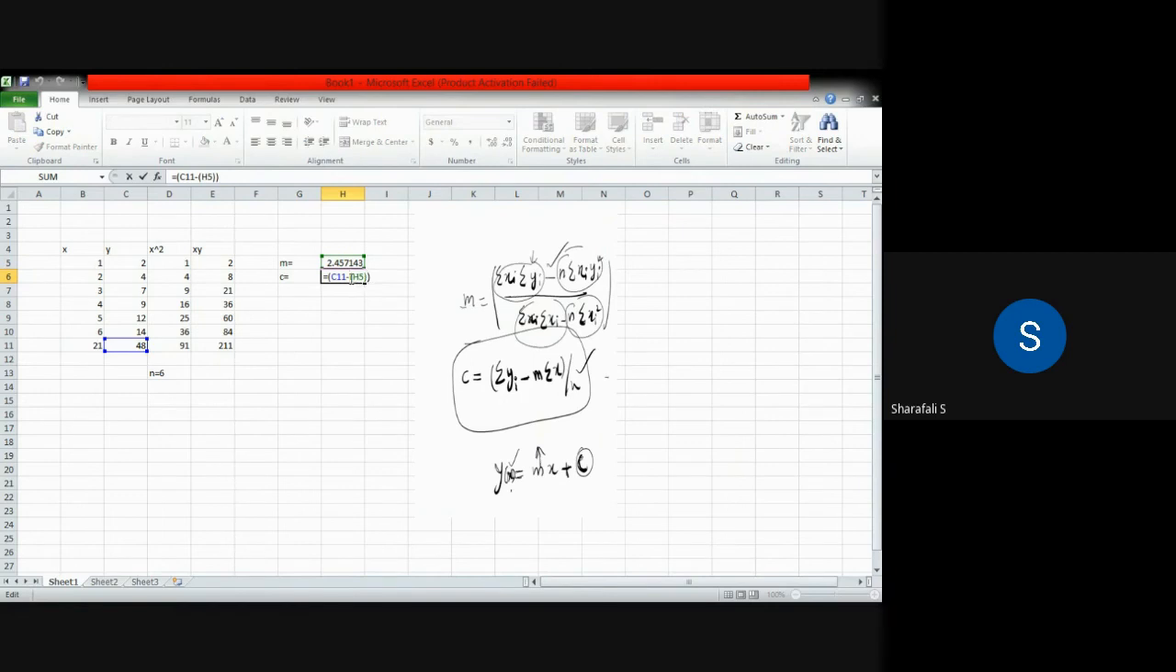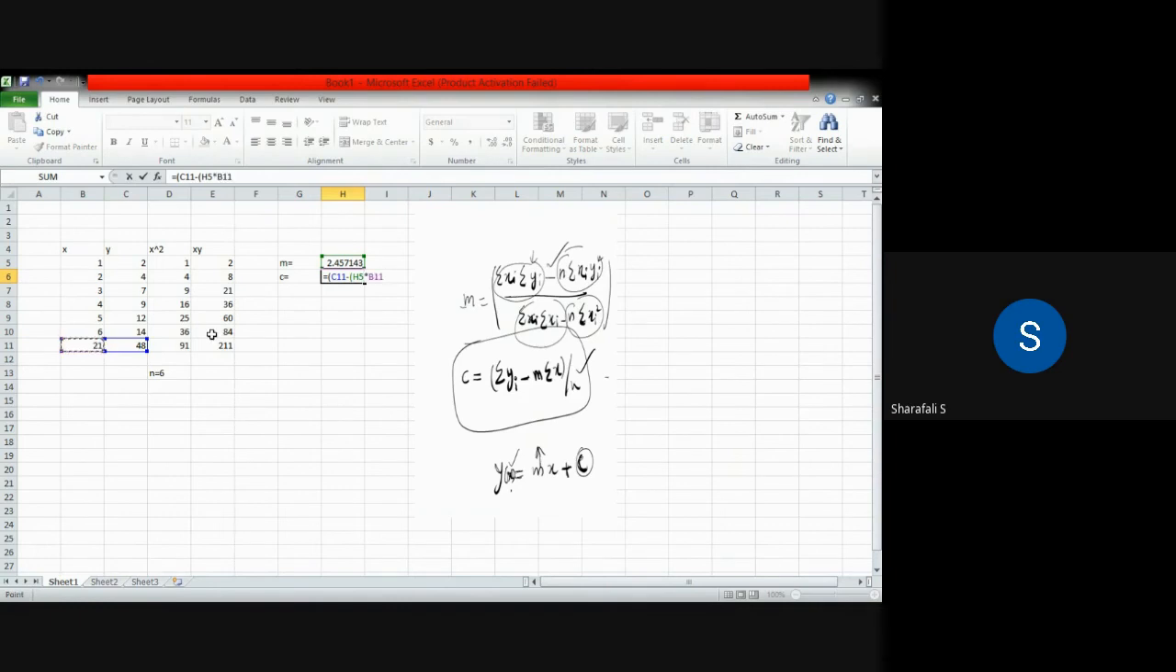So here, H5 stands for this m. So m into sigma xi, and sigma xi is this one. So this is sigma yi, the first term, which has to be subtracted by m into sigma xi. Sigma xi is this one.